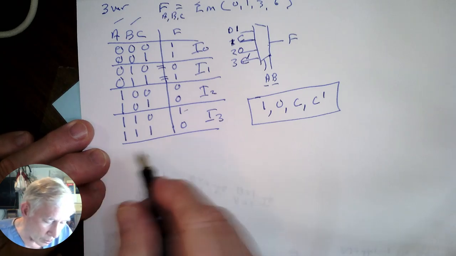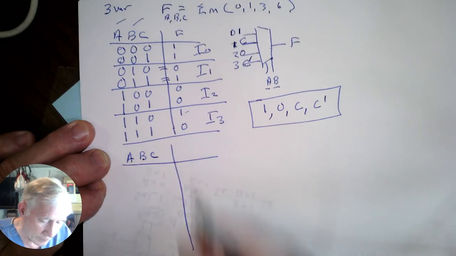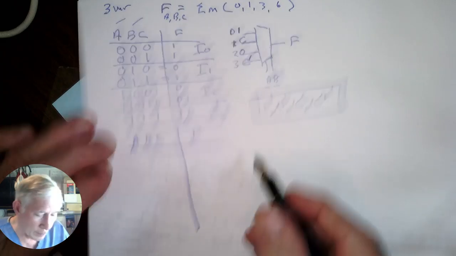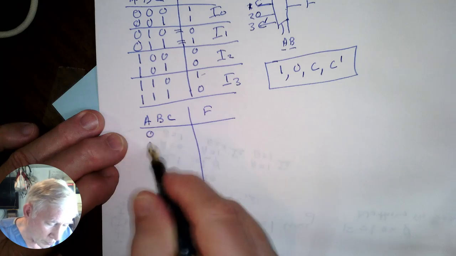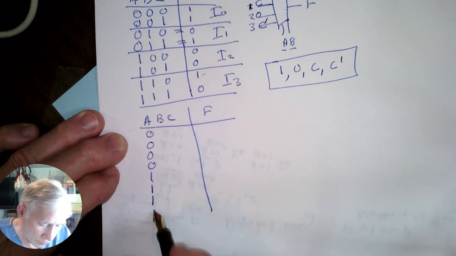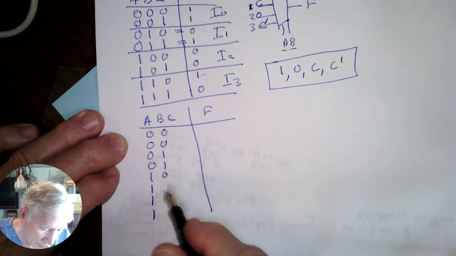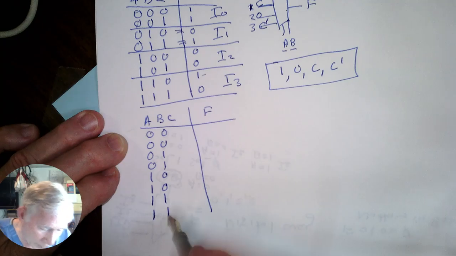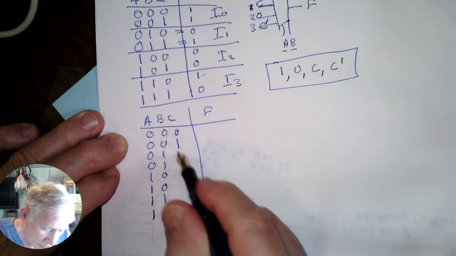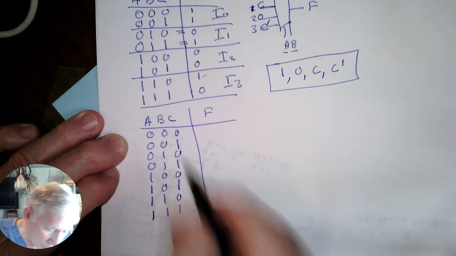All right, let's do another problem, and we'll figure out our inputs. So we'll do ABC, and we'll do F, and we'll do 1, 2, 3, 4, 1, 2, 3, 4, and we'll do 0, 0, 1, 1, 0, 0, 1, 1, and we'll do 0, 1, 0, 1, 0, 1, 0, 1. We'll do the pairs of rows.